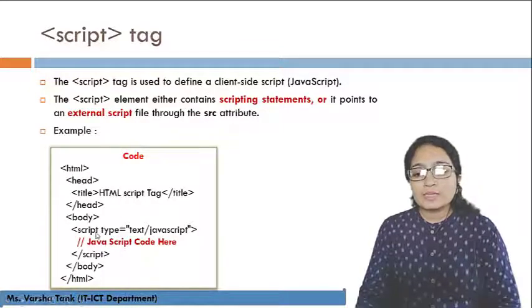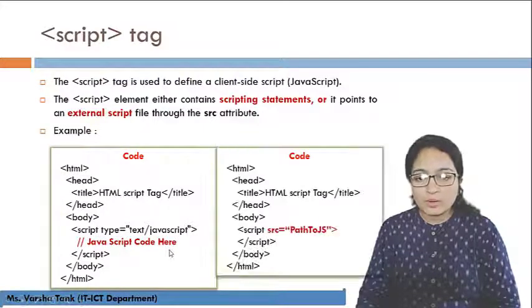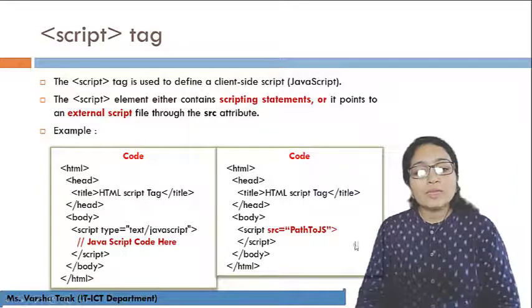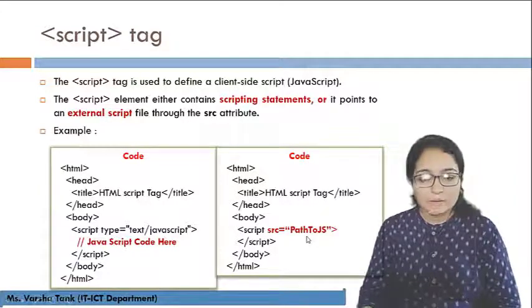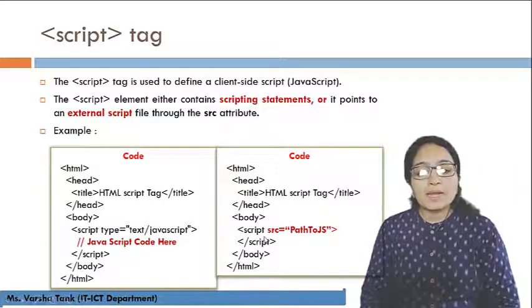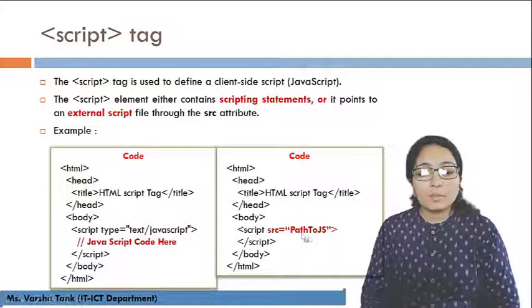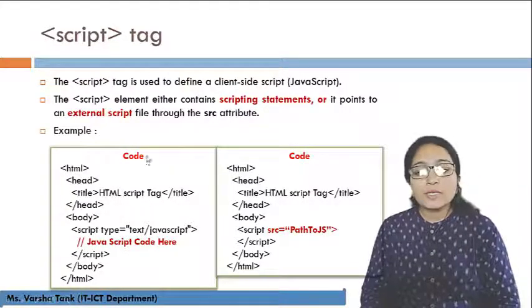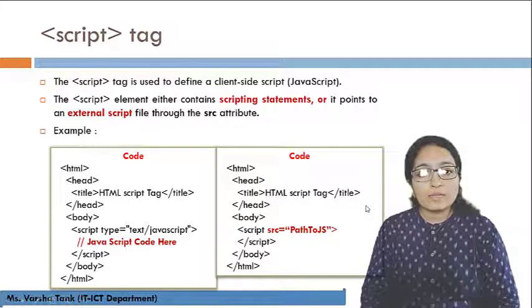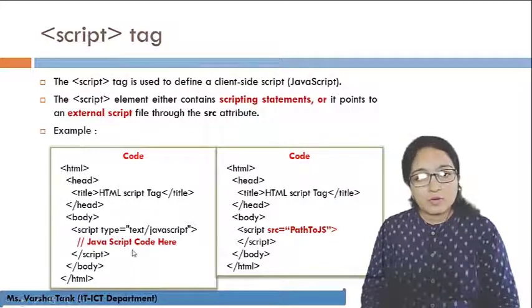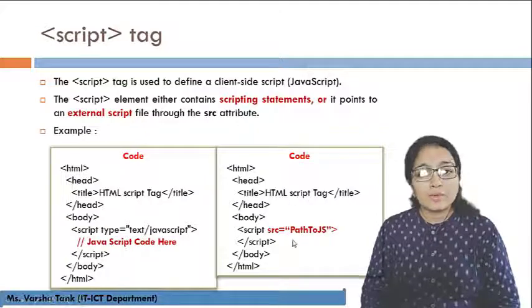Here you can see this is the example. Here you define the script type equal to text/javascript, and your JavaScript code will be defined here in the same document. And if you have defined another file for this JavaScript, then you have to use the script tag like script src equals path to JavaScript. Here you have to define the total path of that particular file that you have saved with the .js extension. Okay, so these are the two different ways of defining JavaScript. You can define it in the same document, or you can define it in a different document and link that particular document.